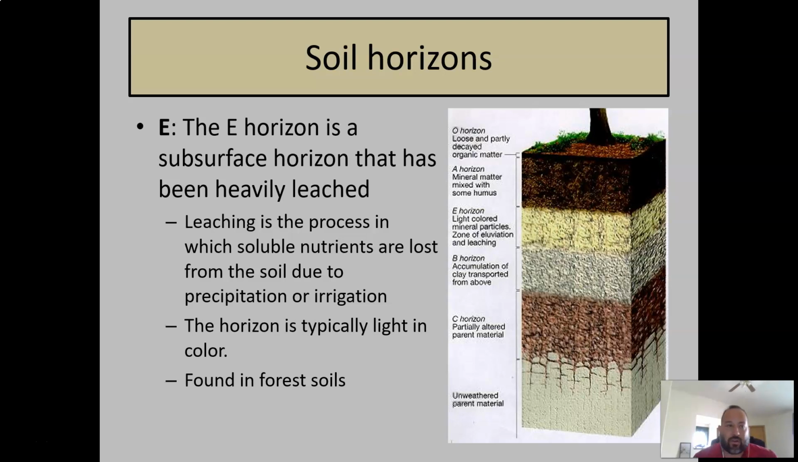So if we say a typical grassland profile, we're talking about OABCR. If we were to say a typical forest profile, we would say OAEBCR.